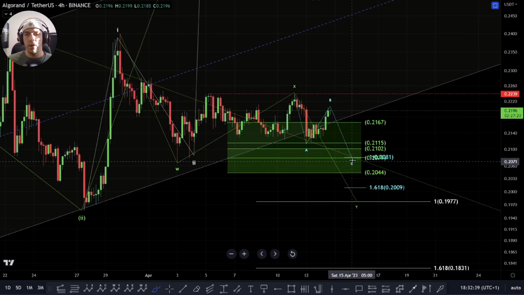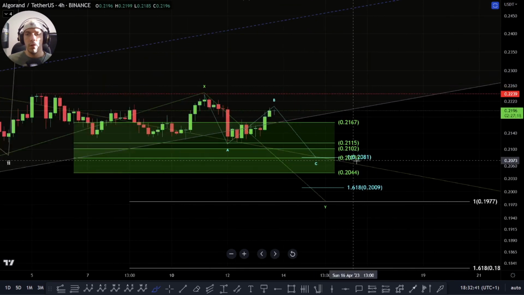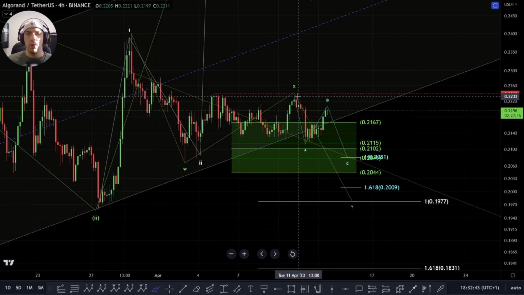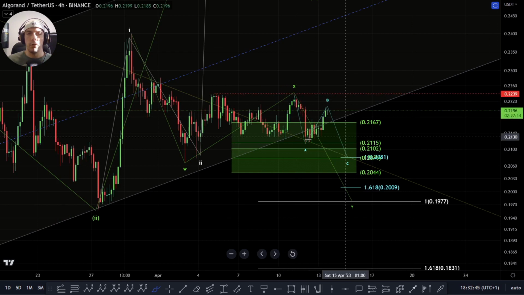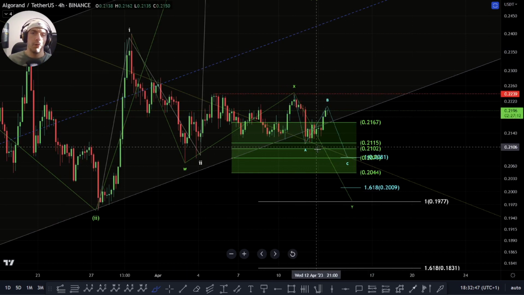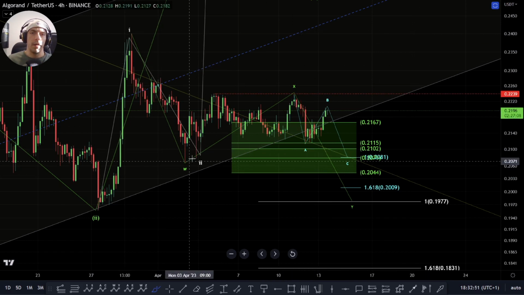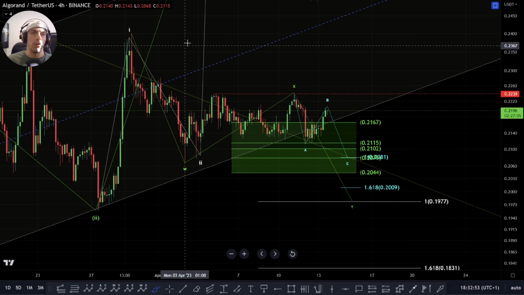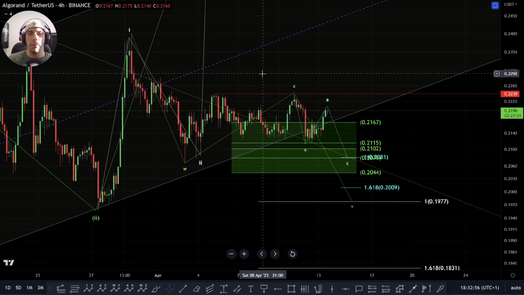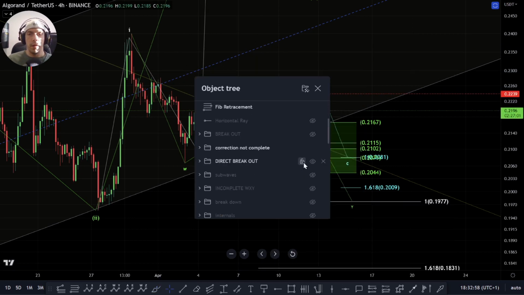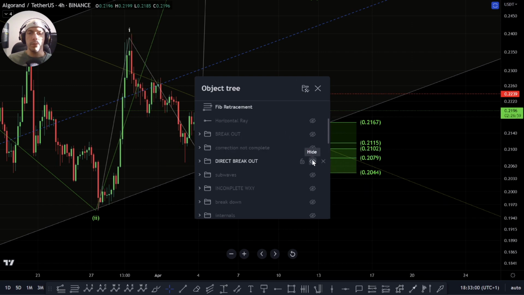We could potentially still see a move down towards this 20 cent 81. That's for as long as we don't cross this high of this 22.39. If we do start to move above that, then it becomes more likely that we are either still within the X wave or we could be starting the bullish move. So the bullish move would look something like this. So let's get that out the way now.